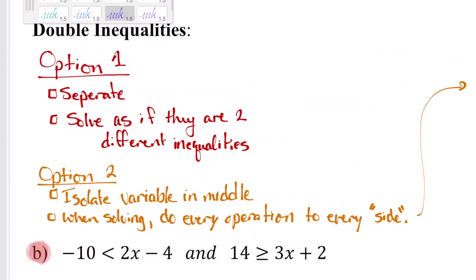My next big topic: say we have double inequalities. We don't just have one, maybe there are two inequalities in the same situation. The first thing, there's two options. One is to separate and solve them as if they were two different inequalities. You can see that below in example B.